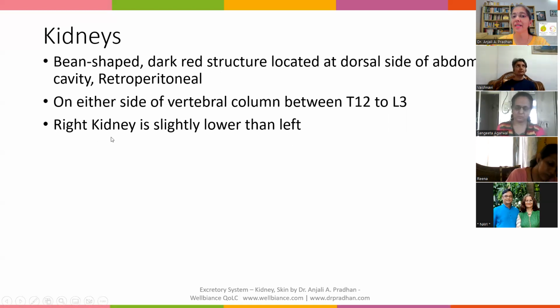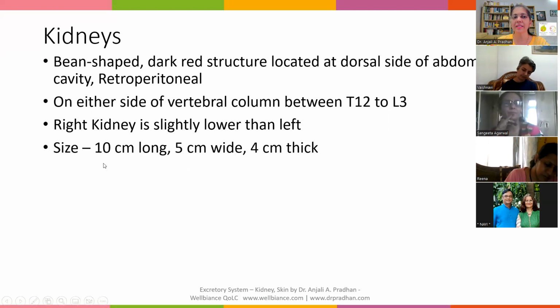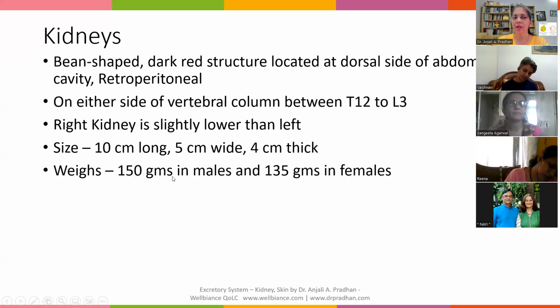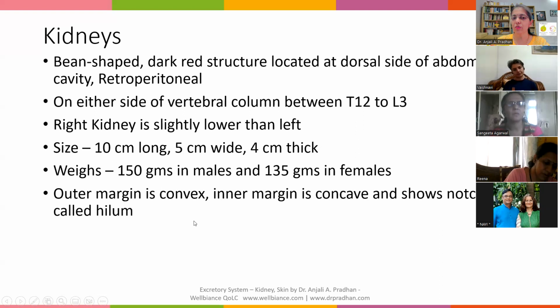Right kidney is slightly lower than the left. Why? Because the liver is located on the right side. So that is why the right kidney is slightly lower than the left kidney. Size is 10 centimeter long, 5 centimeter wide, and 4 centimeter thick. It weighs around 150 grams in males and 135 grams in females. Outer margin is convex, inner margin is concave.